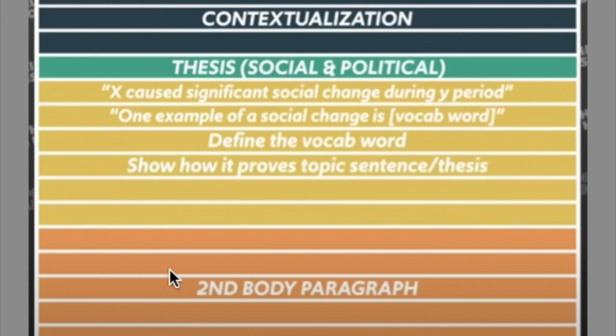And then your second body paragraph, in this case, would be about the political change and would follow a very similar structure as your first paragraph, having a topic sentence, using evidence, and then showing how it proves your topic sentence and thesis. So in your thesis statement, if you use 2 arguments, you would have 2 body paragraphs. If you use 3 arguments, you would probably have 3 body paragraphs.